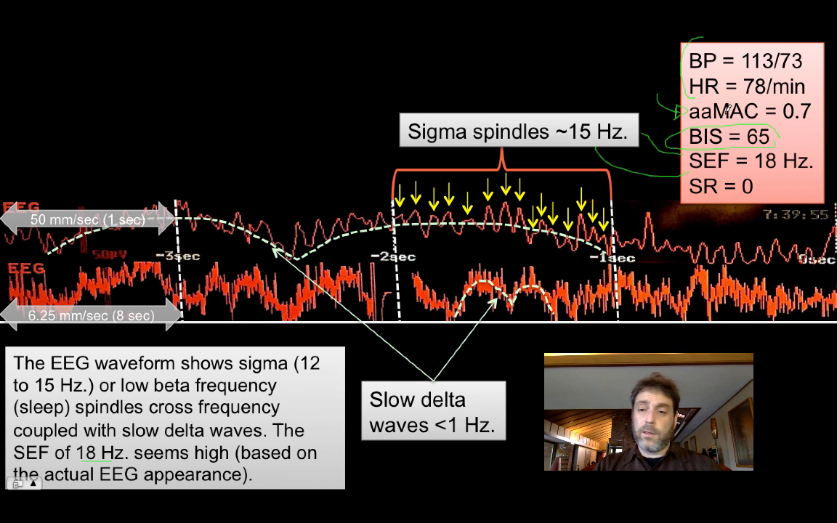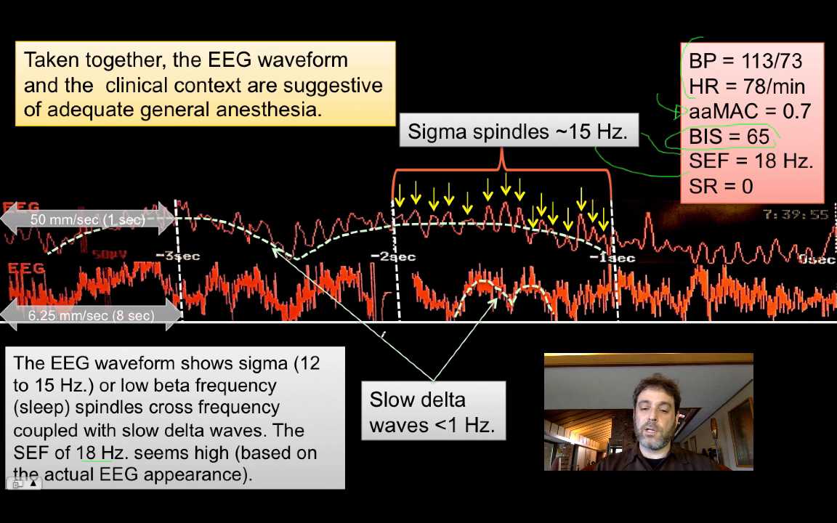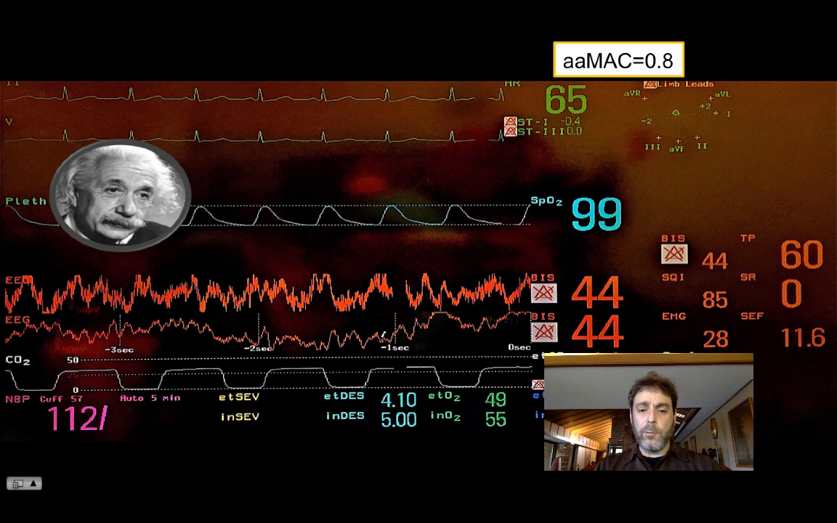Another thing I might do is just to keep an eye and see how this patient goes, because certainly we do have sigma spindles which are consistent with unconsciousness, especially when phase amplitude coupled with these beautiful slow delta waves. So adequate general anesthesia, but might be on the light side, so we're keeping a close eye on this. Here we're at 0.8 Mach. I think now you're starting to recognize things very quickly.